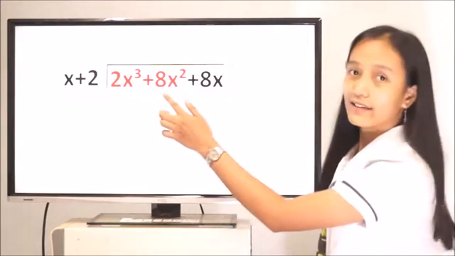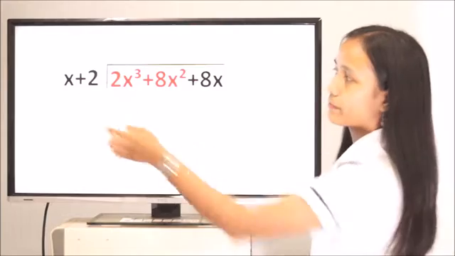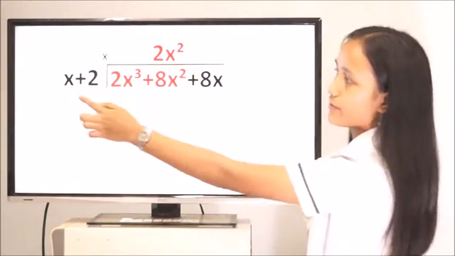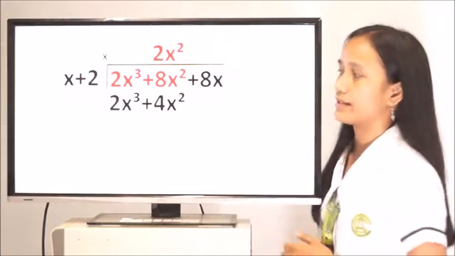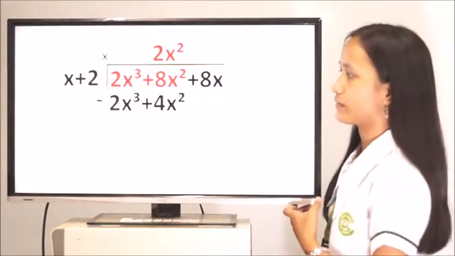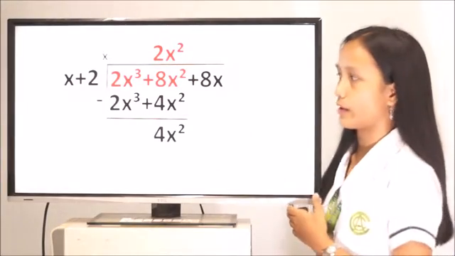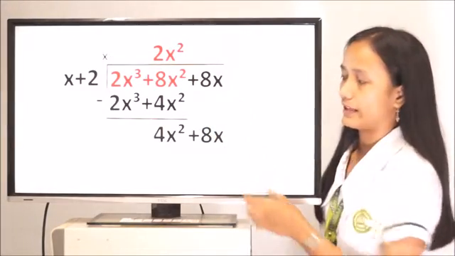2x cubed plus 8x squared divided by x plus 2 is equal to 2x squared. Then 2x squared times x plus 2 is equal to 2x cubed plus 4x squared. We subtract this, the answer is 4x squared. We bring down positive 8x.